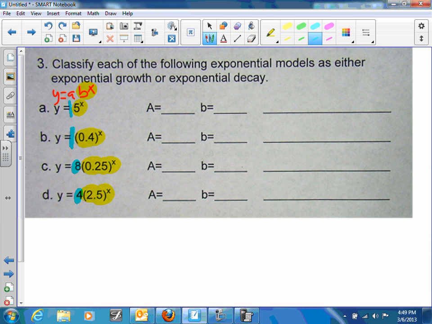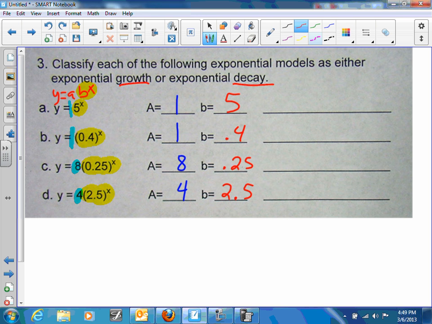So in this case, what is my a value? My a value is 1. If there's nothing there, it's always 1. Here, it's 8, and then here it's 4. My b value in this case happens to be 5, 0.4, 0.25, and 2.5. Now, it says classify each of the following models as either exponential growth or decay.